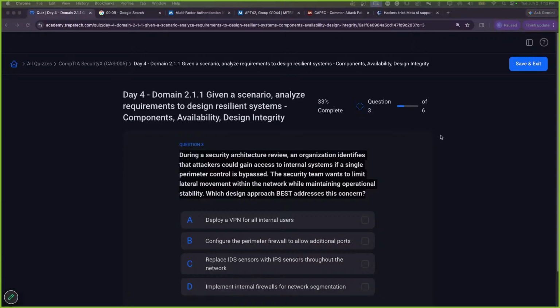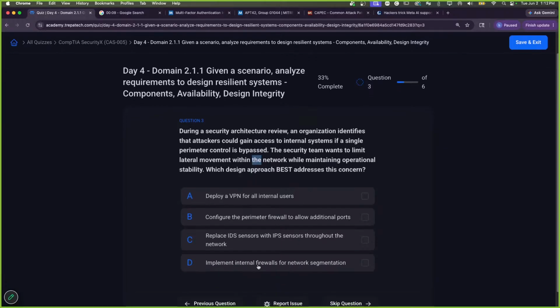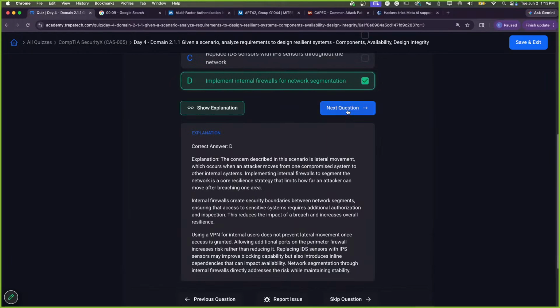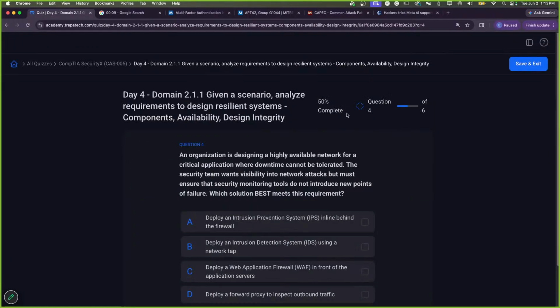So attackers could gain access to internal systems if a single perimeter control is bypassed. So perimeter control is going to be like a firewall. They want to limit lateral movement, so we want to segment. So I'm going to go with D here. Implement internal firewalls for network segmentation. So we can just have multiple firewalls, right? Or logically have multiple firewall instances in one hardware, or even route instances.